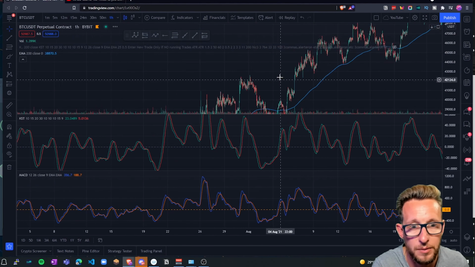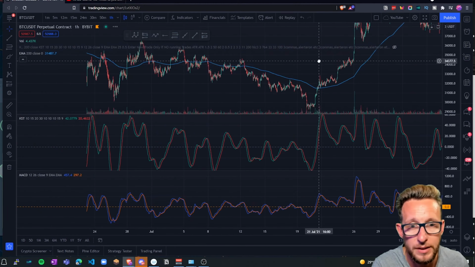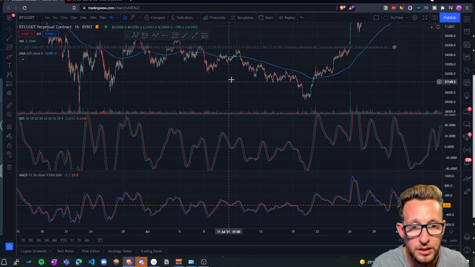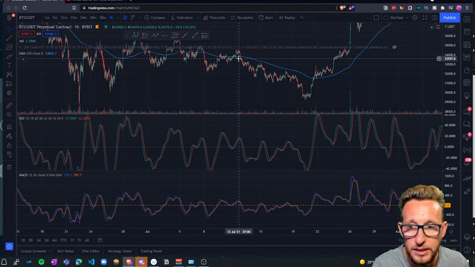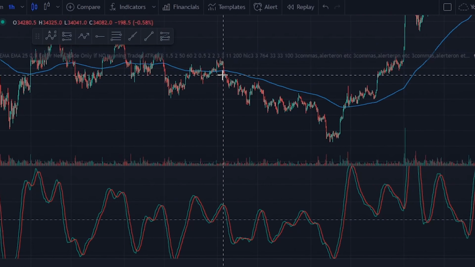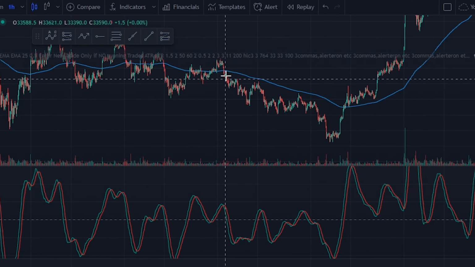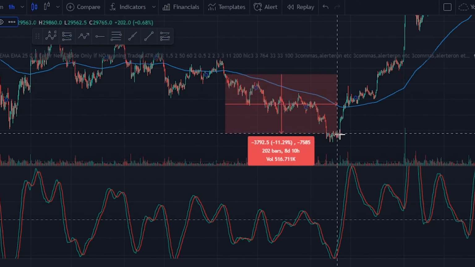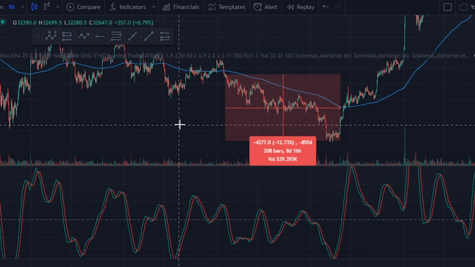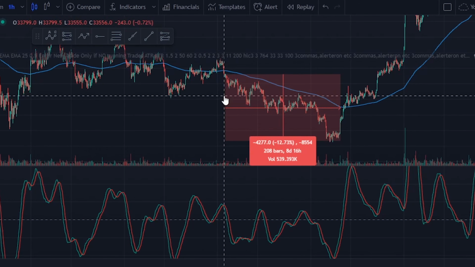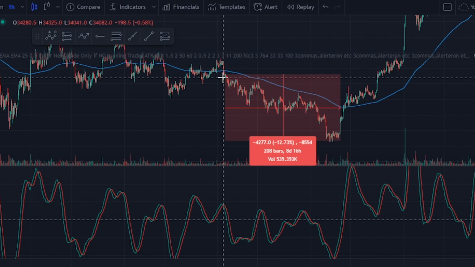Let's see if we can find somewhere where the shorting would have been better for us. Okay, over here. So for the KST, it would have been around here. The bar would have been crossed over just here and would have given us a potential of 12% there. And it's the same for the MACD. It's the long position, we're just slightly in advance.